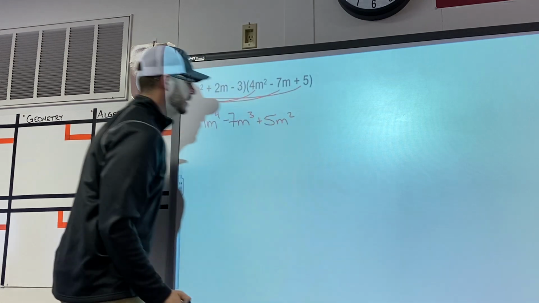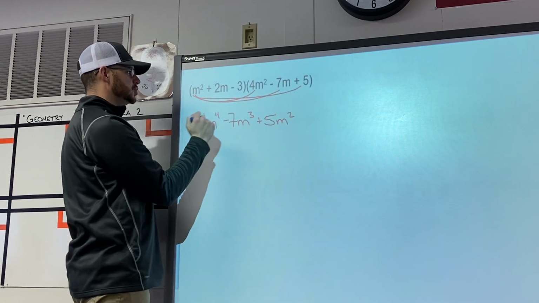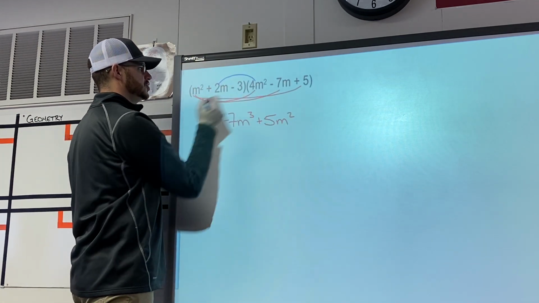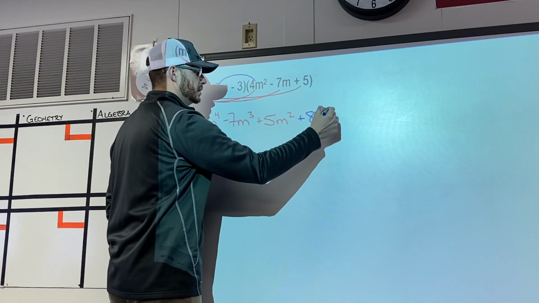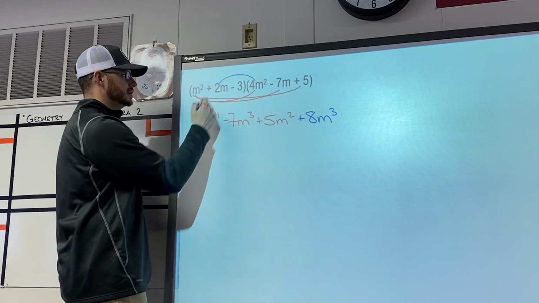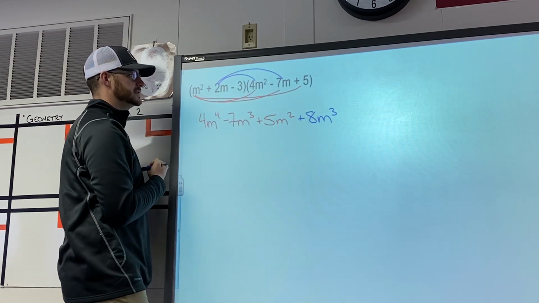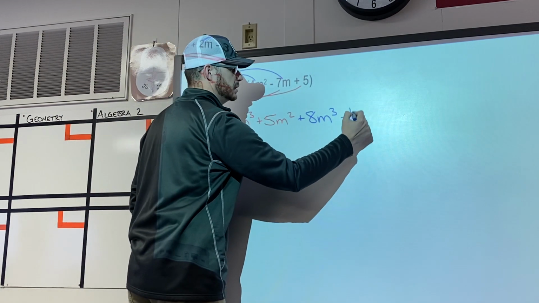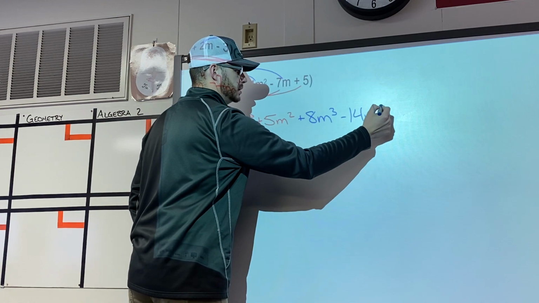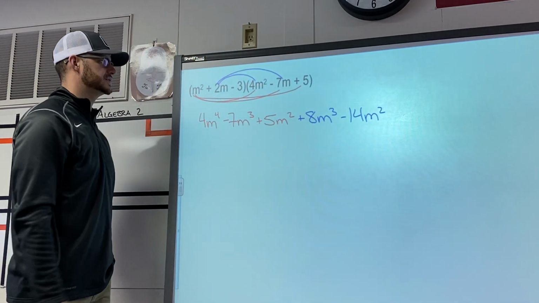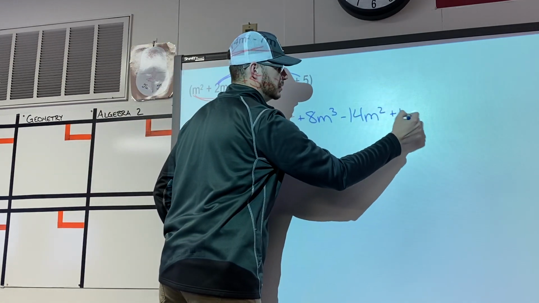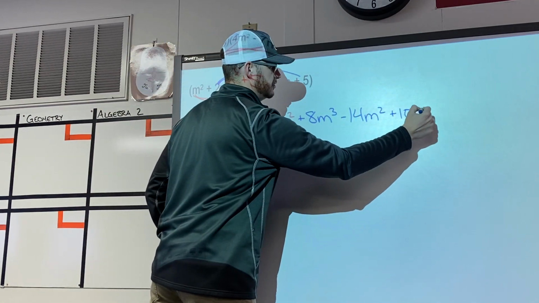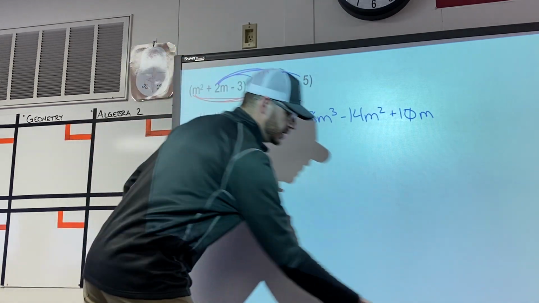Now I'm going to distribute my 2m. 2m times 4m squared would give me a positive 8m cubed. 2m times negative 7m would give me negative 14m squared. And 2m times 5 would give me a positive 10m.